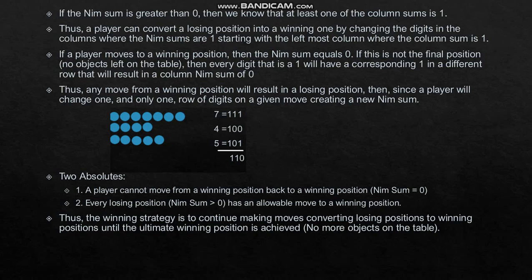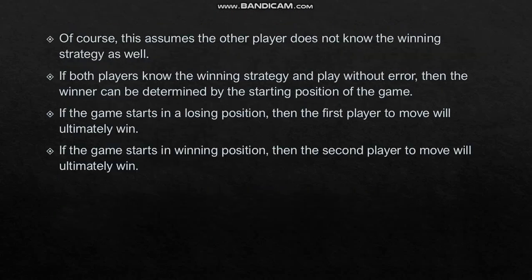So this game has two absolutes. A player cannot move from a winning position back to a winning position, and every losing position has an allowable move to a winning position. We definitely assume both of the players are playing with optimal strategy.